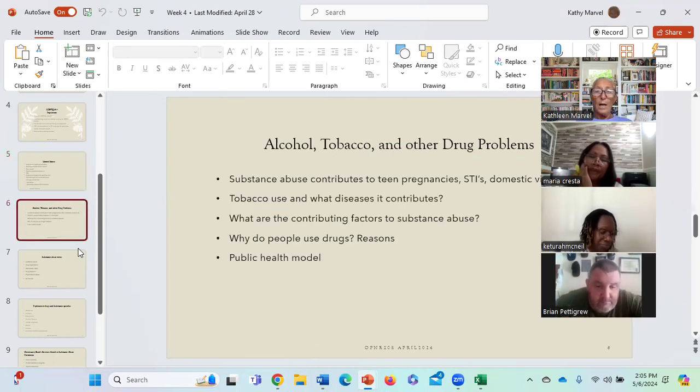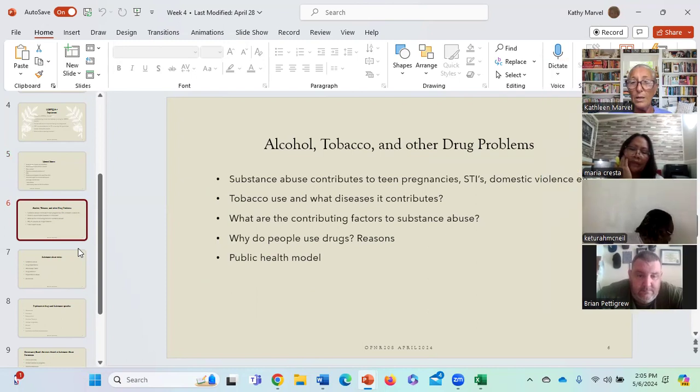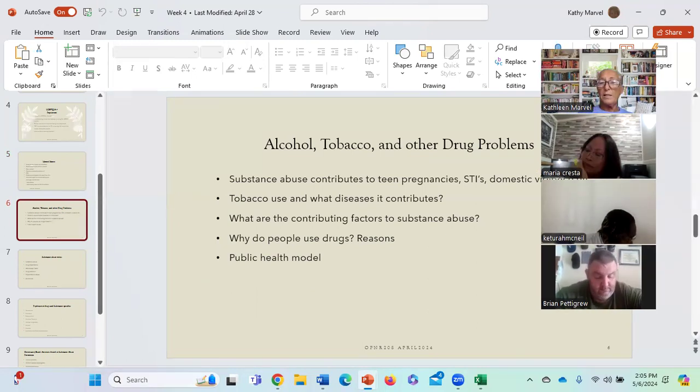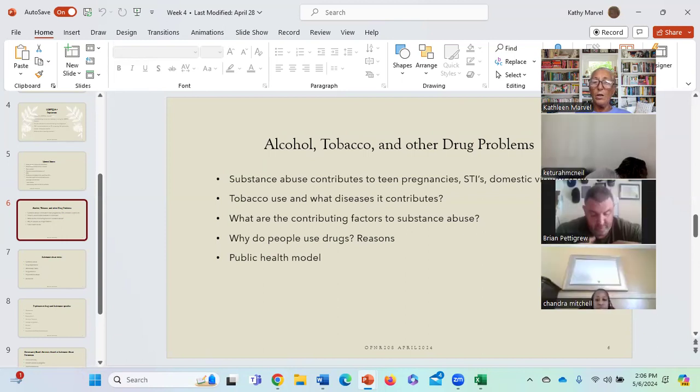Okay? Alcohol, tobacco, and other drug problems. Substance abuse contributes to teen pregnancies. We definitely know that, right? We know it contributes to STIs, and we know it contributes to domestic violence. That's for starters, right? Substance abuse contributes to a lot. Substance abuse in teens, substance abuse in adults, substance abuse in the elderly. Okay. I want you to read up, if you haven't already, on tobacco use. What diseases does it contribute to? Lots of different respiratory diseases.